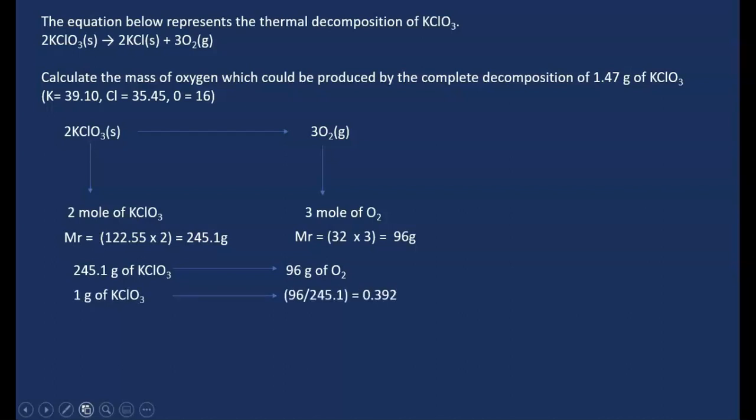Divide 96 by 245.1 to work out the amount of oxygen that is produced when only 1 gram of potassium chlorate decomposes, and this gives 0.392 grams of oxygen. By using simple proportions, if 1 gram of potassium chlorate gives 0.392 grams of oxygen, then 1.47 grams of potassium chlorate will give 0.392 times 1.47 grams of oxygen, which is equivalent to 0.576 grams of oxygen.